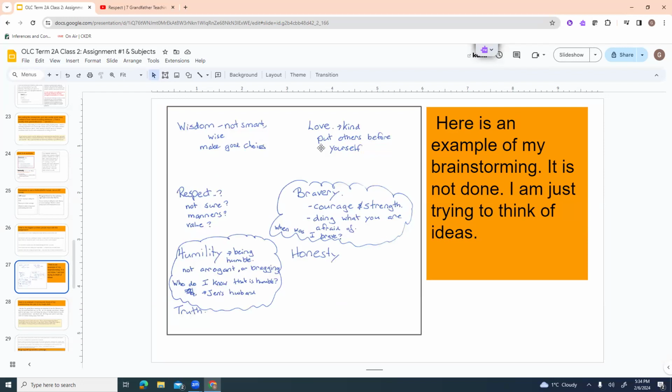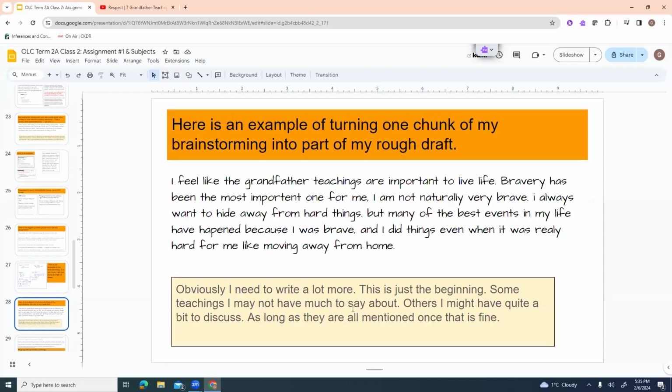So I listed the different grandfather teachings, and then I thought of what they made me think of. Some of them I had more to say about. Like I had a lot to say about bravery and a lot to say about humility. I wasn't really sure what to say about truth and honesty because they seem really similar to me. But this at least is my brainstorming. I probably would spend more time before I started writing, but this is just to give you an idea.